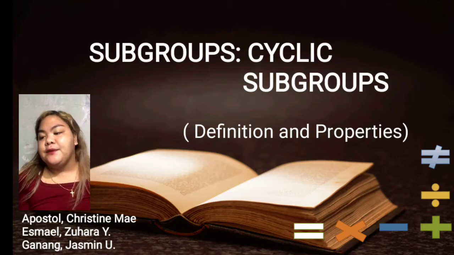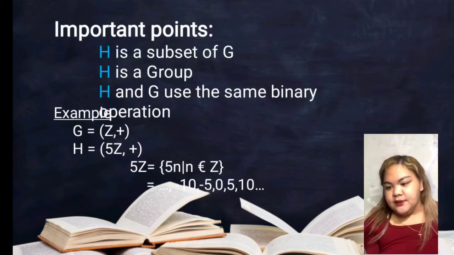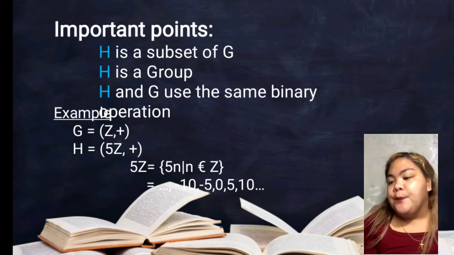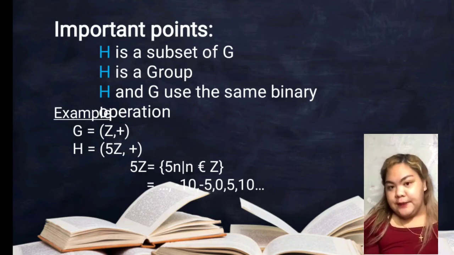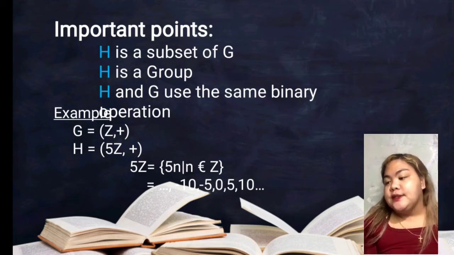Subgroups, cyclic subgroups, definition and properties. Subgroups: a subset H of a group G is a subgroup of G if H itself is a group under the operation in G. Second, important points: H is a subset of G. H is a group. H and G use the same binary operation.